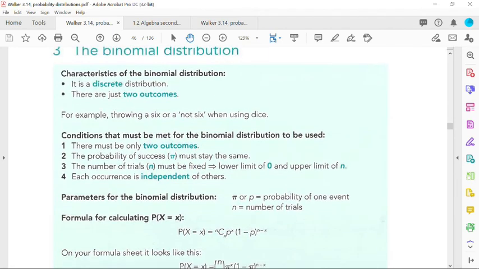Here we go. It is a discrete distribution, right? Because you can't have part of a juice box. Okay. There are just how many outcomes? 2. It's either fruit or orange. So 2 outcomes. The probability of success stayed the same. And the number of trials stayed the same. And each occurrence is independent of the other. So these 4 things have to be true. Okay? Right? Probability stayed the same, they're independent, etc.